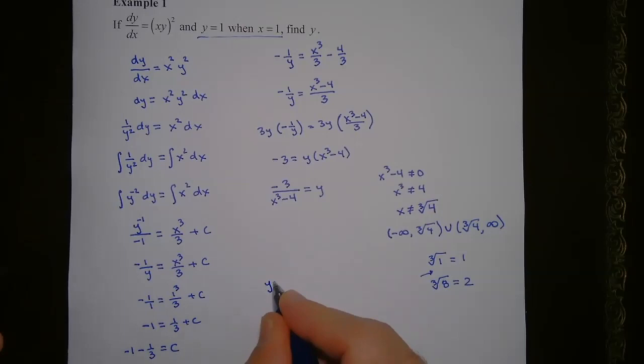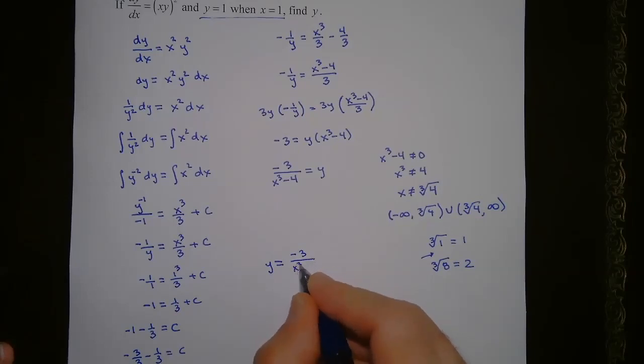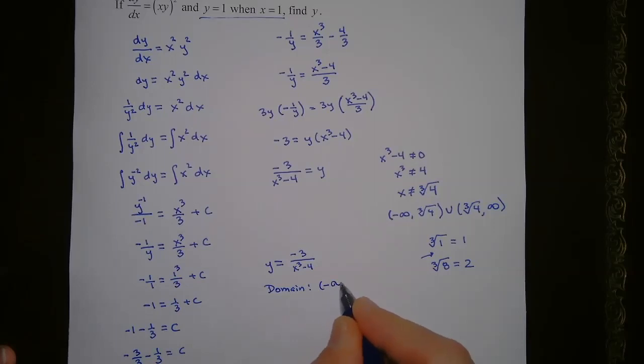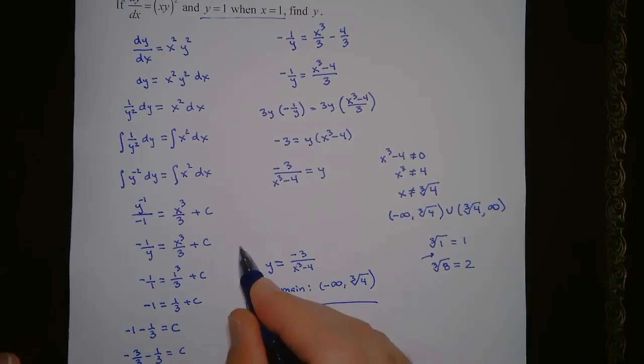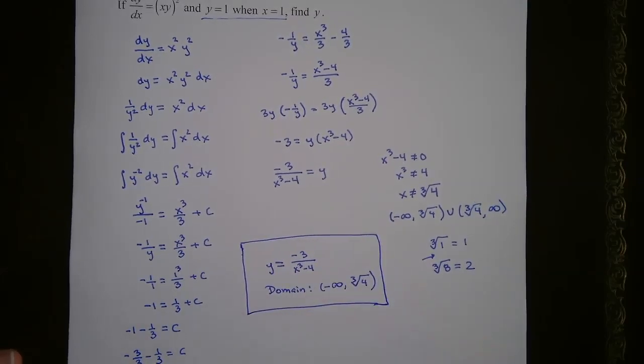We have y is equal to -3 over x cubed minus 4, and its domain would be -infinity to the cube root of 4, not including, okay? And that would be our answer to this separable differential equation. I'm going to box these. Okay? All right, so that's how you do our first one, okay?